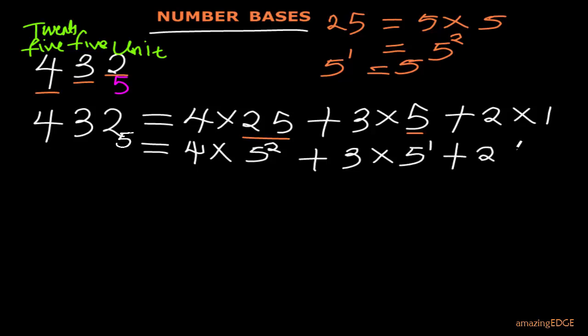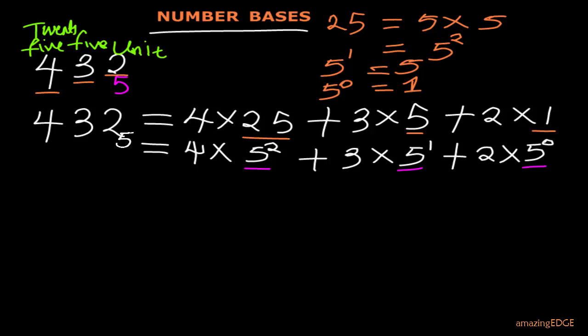Then here we have 2 times 1. We can write the 1 in base 5. Remember that any number raised to power 0 is 1. In particular, 5 raised to power 0 is the same thing as 1. So this 1 can be replaced with 5 raised to power 0. You have seen that everything we have here is now in powers of 5. This is 5 raised to power 2, this is 5 raised to power 1, this is 5 raised to power 0. So everything is now in multiples of 5.